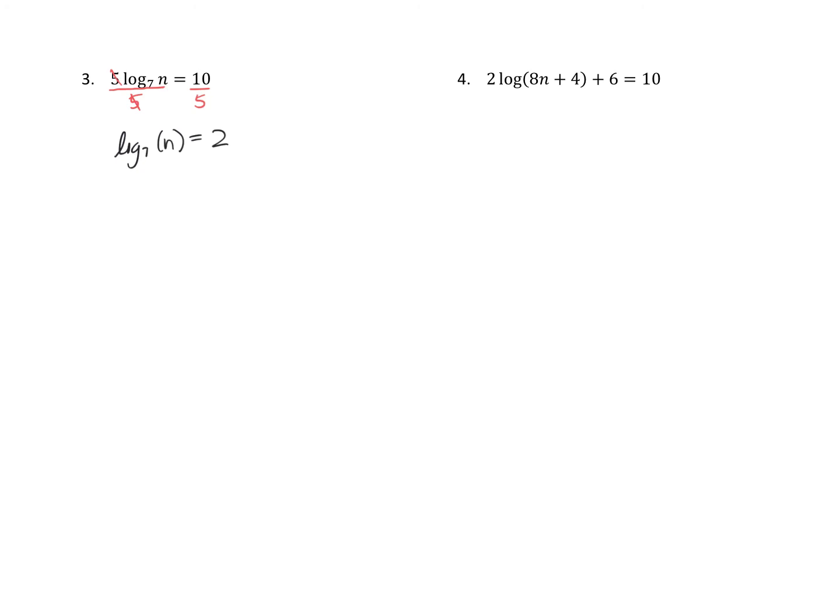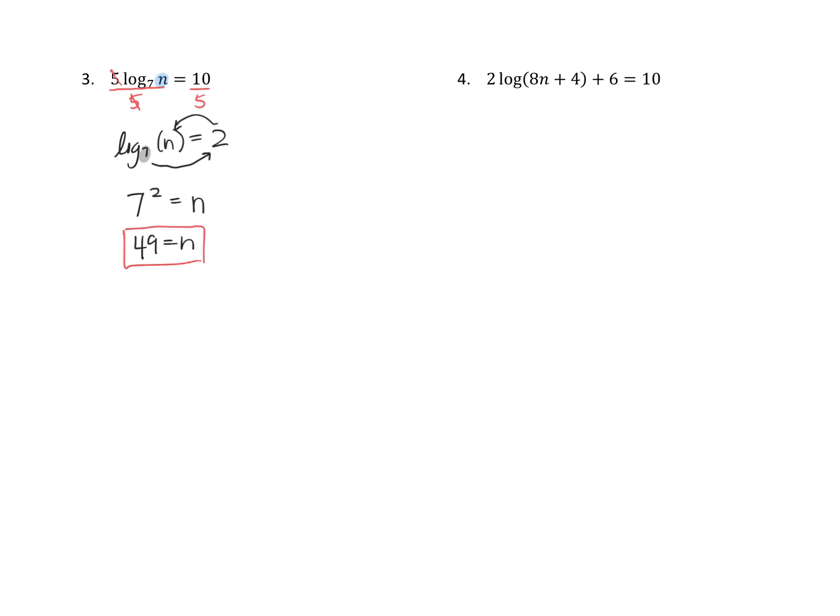So I identify my base, and I rewrite it in exponential form. So 7 raised to the second power is equal to n. And so that's actually very simple, right? 49 is n. I want to make sure I check my argument at the top is n. If I plug 49 in, 49 is positive, so that is a valid solution.